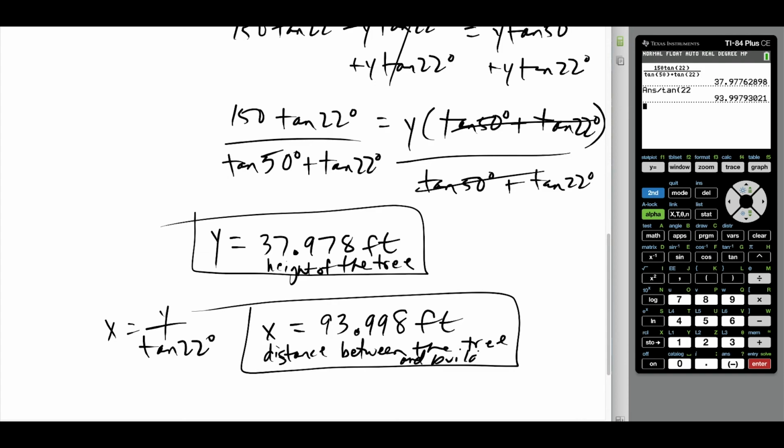Okay, so that is our solution here. So this is going to wrap up this video on the angle of elevation and depression word problem.